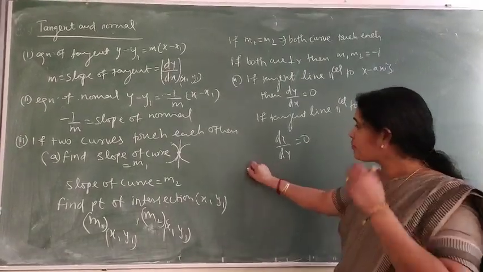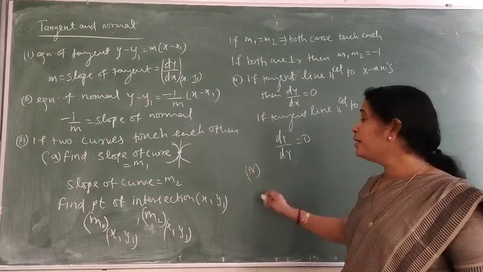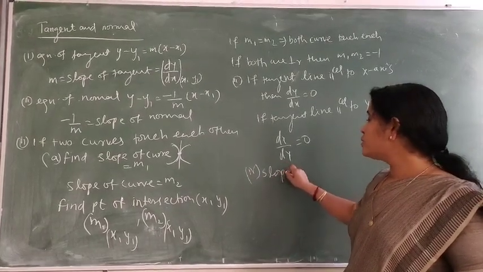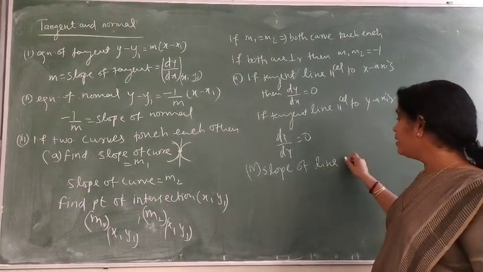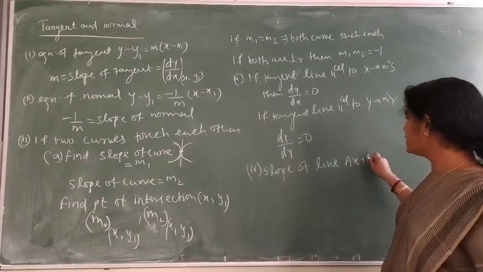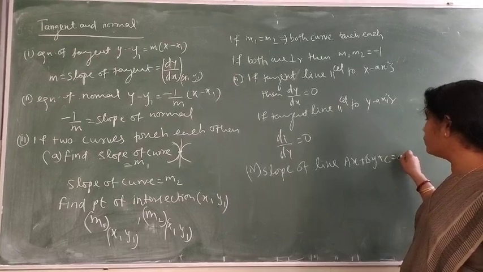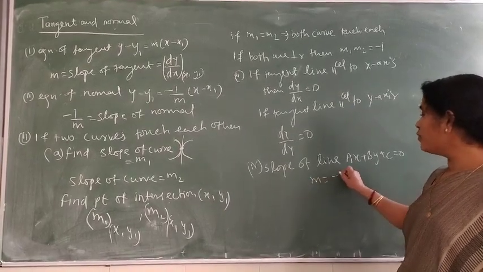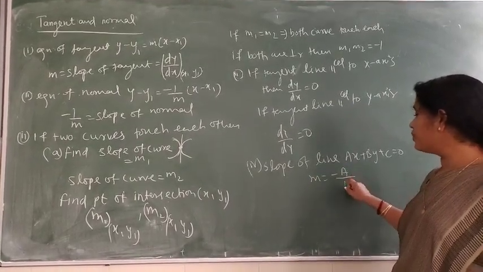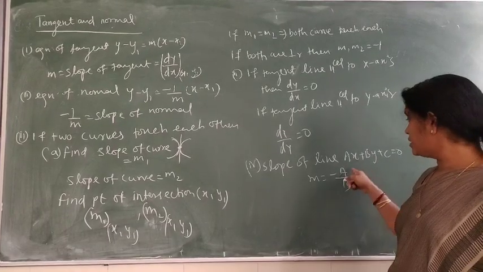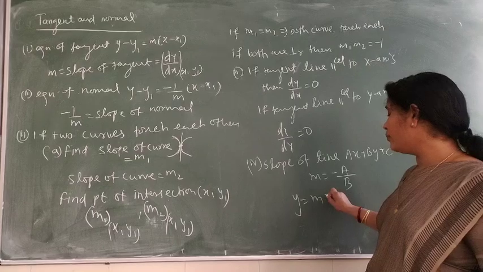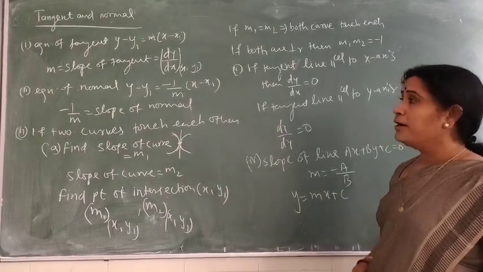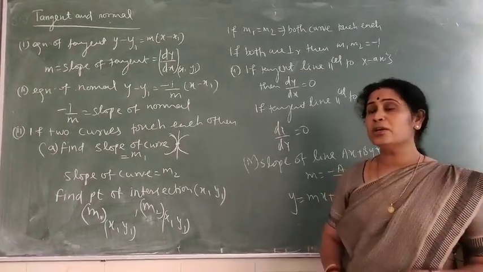Okay, clear? Then you should know how to find the slope of a line. For a line ax plus by plus c equal to 0, the slope m equals minus coefficient of x upon coefficient of y. Like this you can find the slope of a line. Otherwise, you can convert it into y equal to mx plus c. This is tangent and normal.